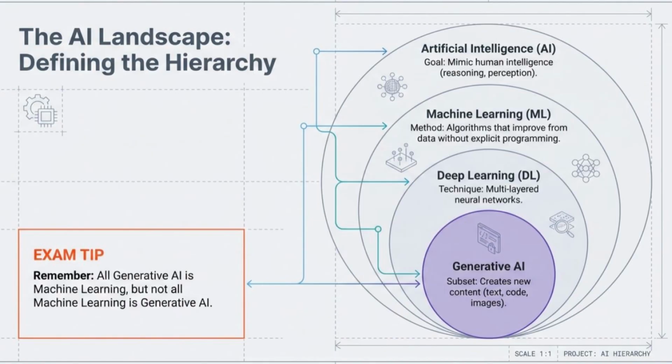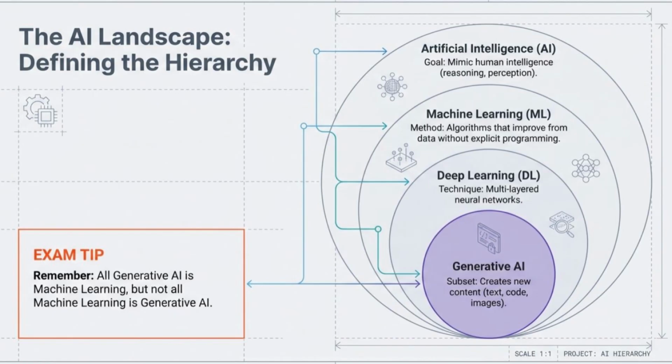The biggest doll, the one on the outside, is artificial intelligence. That's the really broad goal of just trying to mimic human intelligence. Then you open it up, and inside you've got machine learning, which is the method of learning from data. Go one layer deeper, and you find deep learning, which uses these super complex neural networks. And right at the very core, you've got generative AI, which is the stuff that creates brand new content.